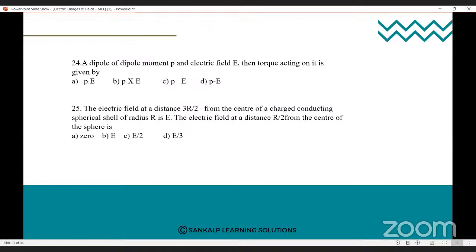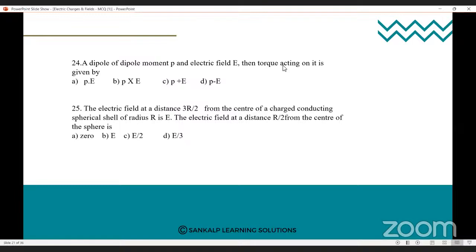A dipole of dipole moment P and electric field E, then torque acting on it is given by. So it is a mathematical expression. You can tell me directly this answer. So torque with respect to dipole, what is the expression? P dot E, P cross E, P plus E, P minus E.